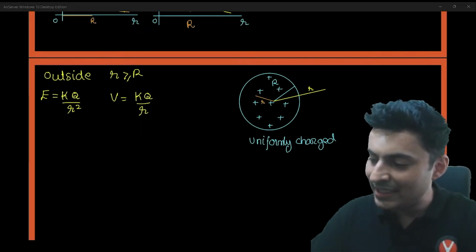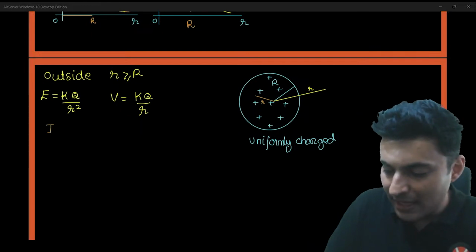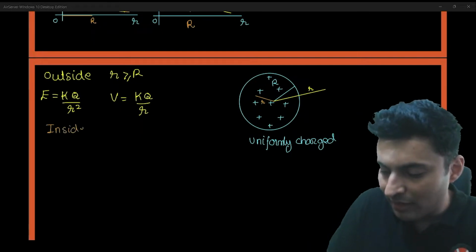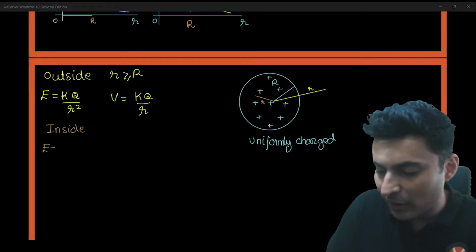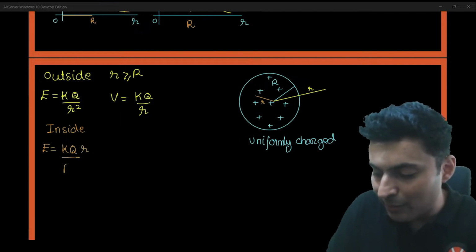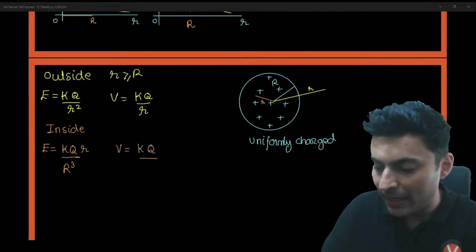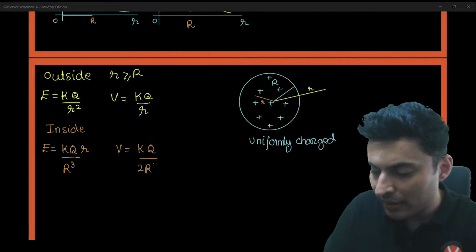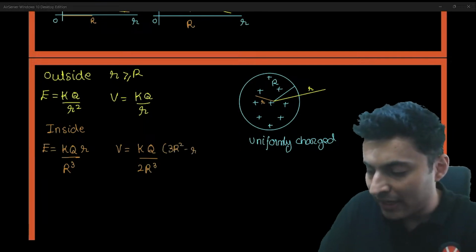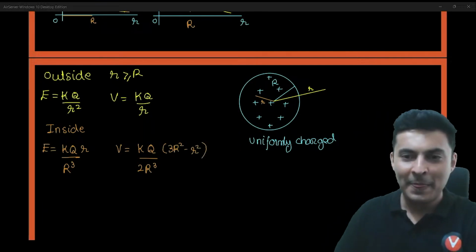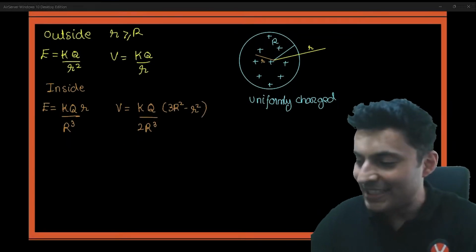So next thing, when you are inside, the field formula is KQr divided by R cube, and the potential formula is KQ divided by 2R cube, and here you have 3R square minus small r square. Okay, now is the tricky question.